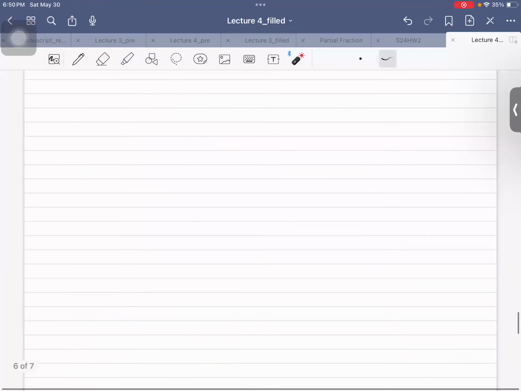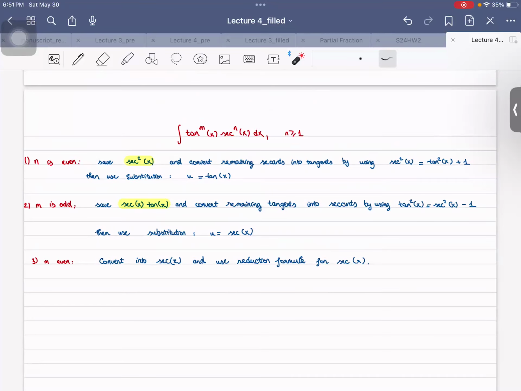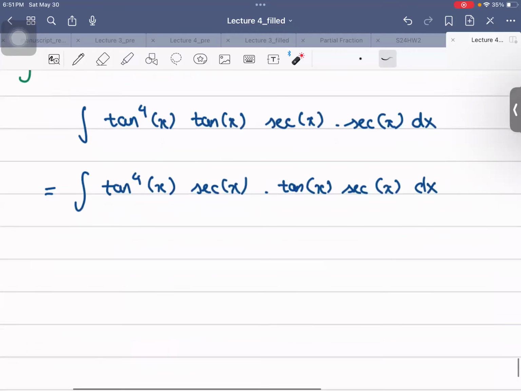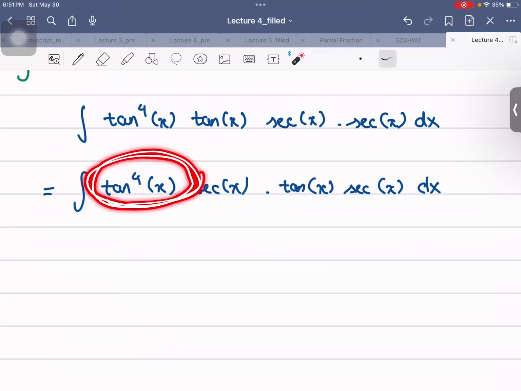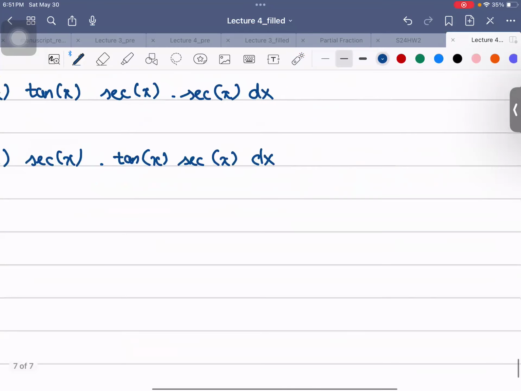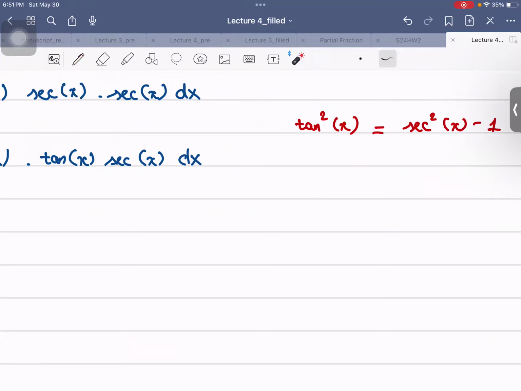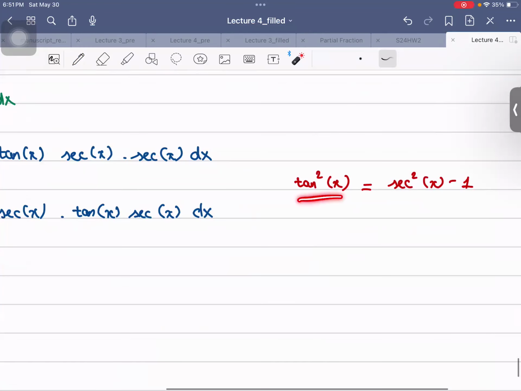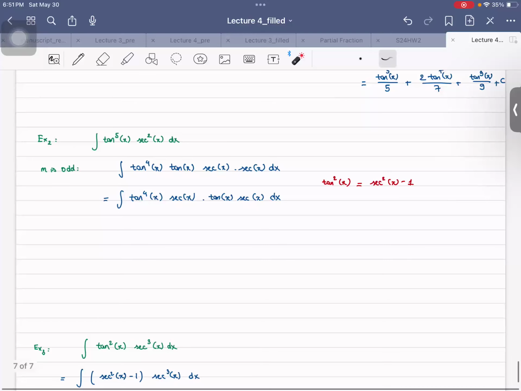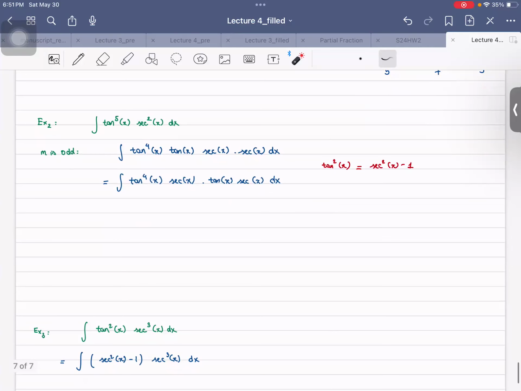Okay. And what is the second thing we have to do? Remember to convert the remaining tangent into secant. Like I said, we have this special identity: tangent squared of x is secant squared of x minus 1. You are always able to go back and forth between tangent squared and secant squared. So if you want to convert this into secant, you have to make tangent squared appear first.